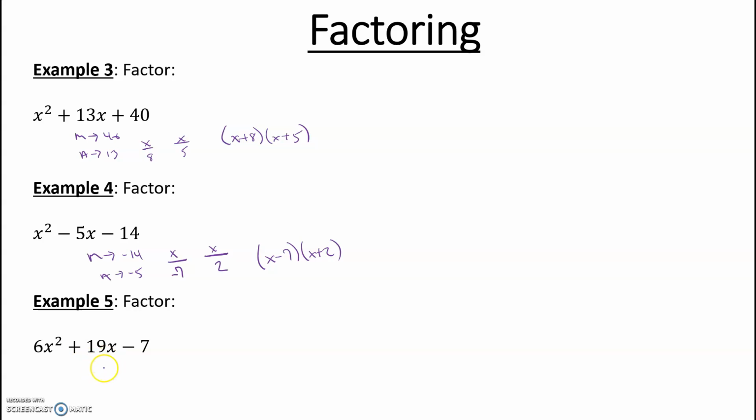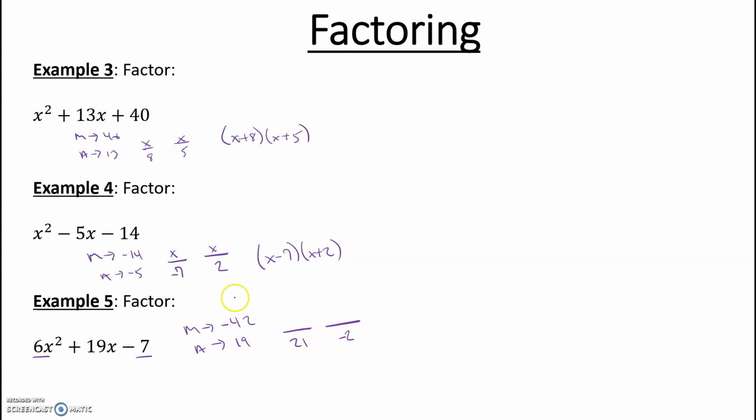This is your AC method. Remember, A times C, so we want to multiply to get negative 42, and we want to add to get 19, still that middle number. So numbers that multiply to negative 42 and add to 19, let's do 21 times 2. We want one of them to be negative, but we want a positive 19. So 21 plus negative 2 is 19, and 21 times negative 2 is negative 42.